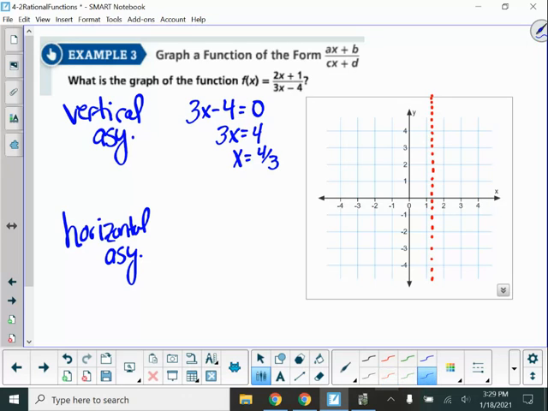Next, for the horizontal asymptote, I have to look at whether this is case 1, 2, or 3. This is actually case 3 because the top and the bottom exponents are to the same power. So it is case 3. I take my 2x over my 3x and reduce that, and I get 2/3. So y equals 2/3 is going to be my horizontal asymptote.